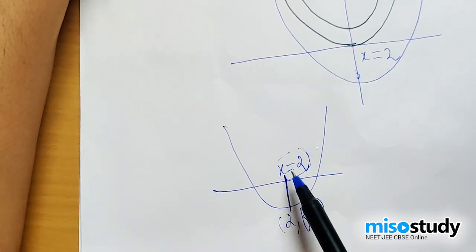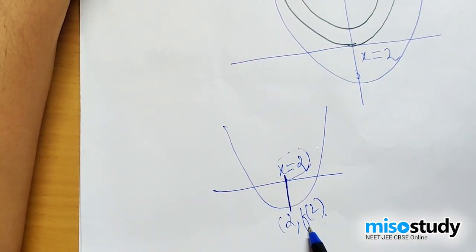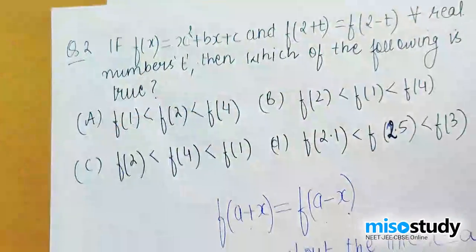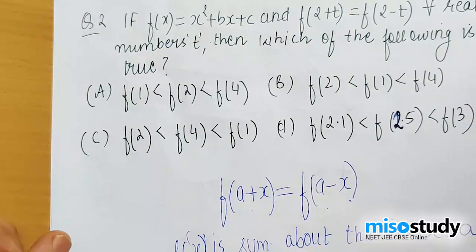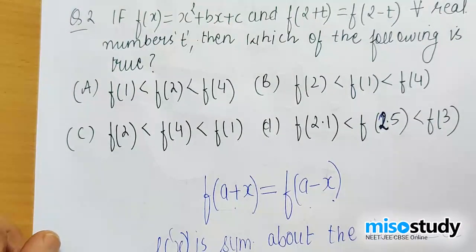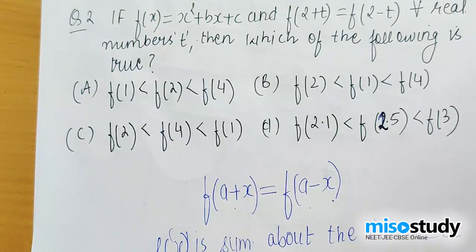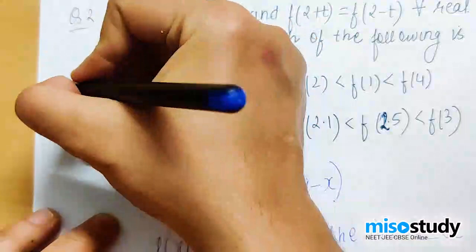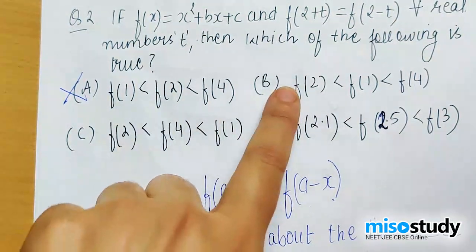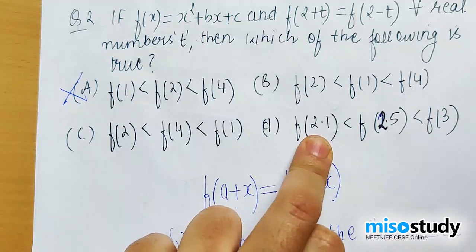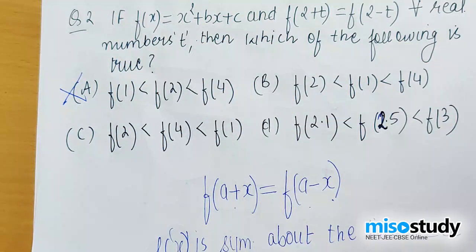Since 2 is the low, x equal to 2 gives you the lowest point, that means f of 2 should have the lowest value. Now first of all, because these are inequalities, discard all those options wherein f of 2 is not giving you the lowest value. That means you have to discard this option. In all the other options, f of 2 gives you the lowest value, and over here it's f of 2.1. So all the three options you need to check.